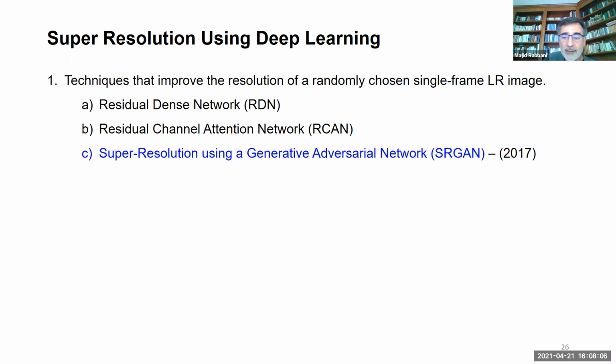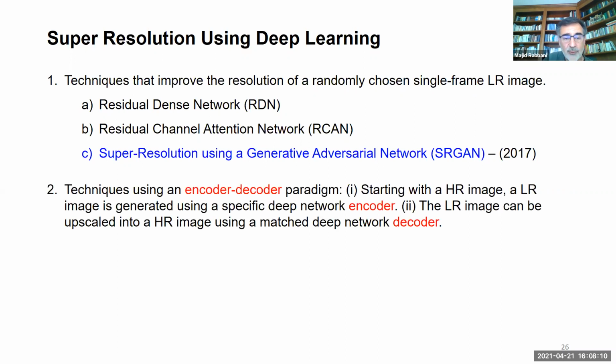There is another paradigm which didn't even exist with the reconstruction-based algorithm. The second set of algorithms, or this alternative paradigm, is what people call an encoder-decoder paradigm, or a task-aware or a content-aware paradigm. You start with a high-resolution image. So unlike the first case, you do have the high-resolution version of the image. You create a low-resolution image using a very specific deep network. We call it the encoder network, okay?